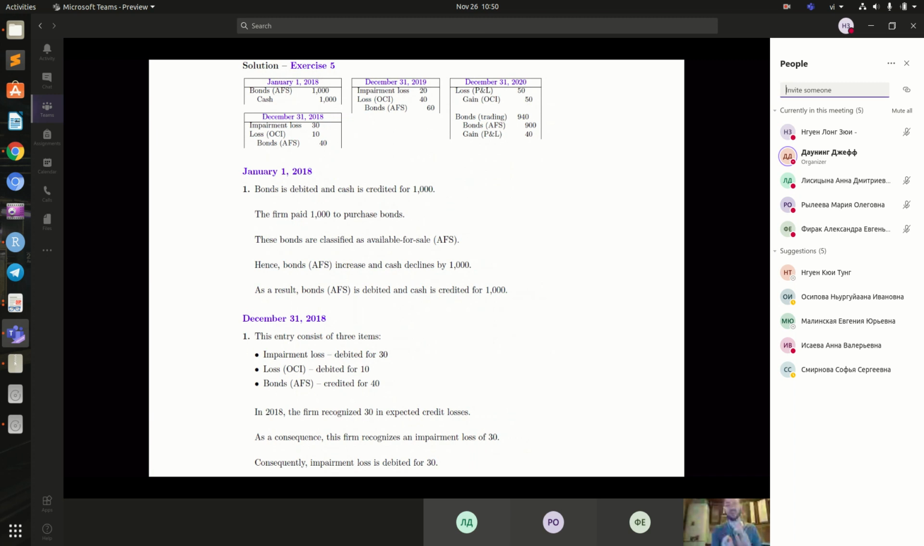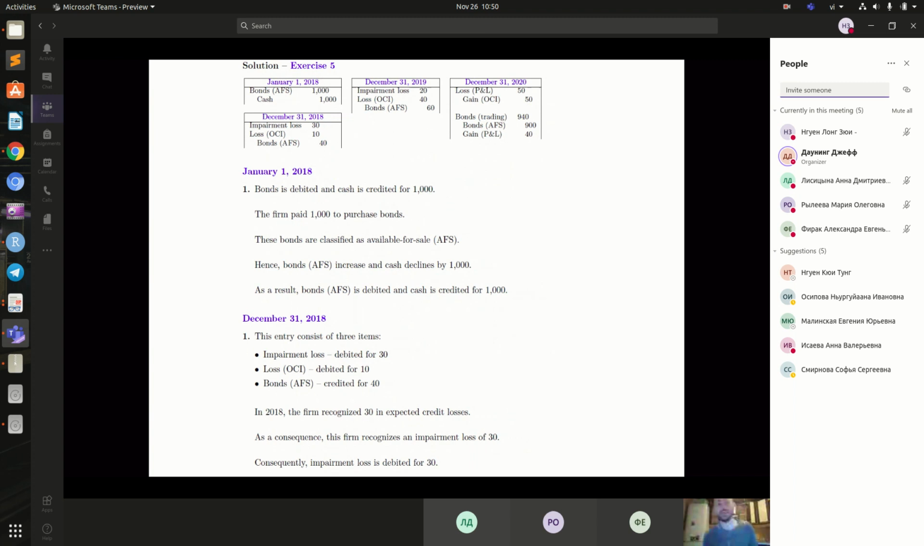Therefore, these 50 in losses from previous periods, 10 in 2018, 40 in 2019, are reclassified or recycled from OCI to P&L. Hence, loss P&L, gain OCI 50, cumulative losses recognized in OCI in previous periods. Next, we de-recognize the AFS bond and recognize the trading bond. So the value of bonds trading is 940, the fair value of the bond as of the date of this reclassification, December 31st, 2020.